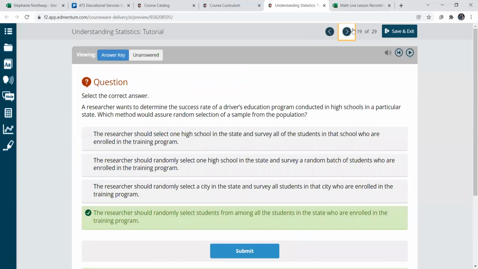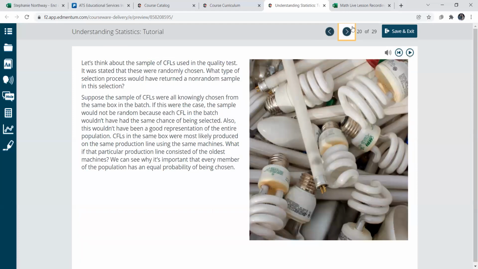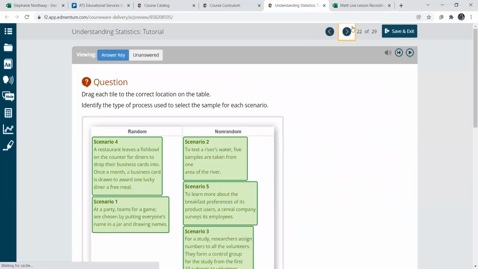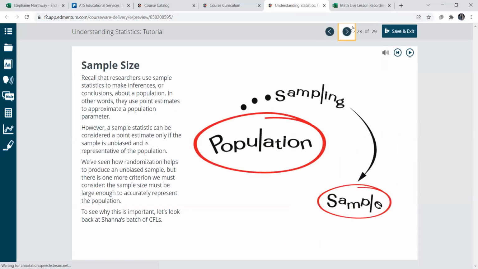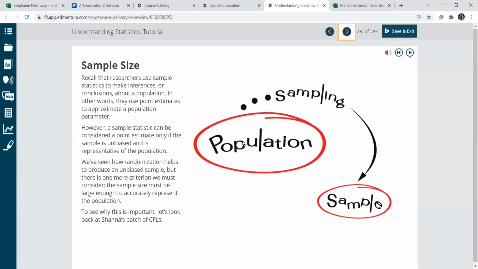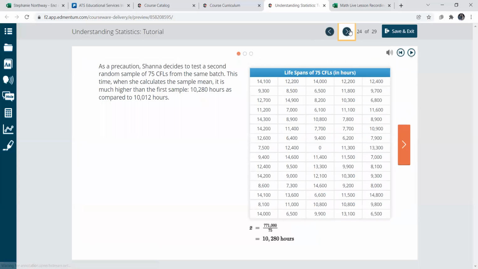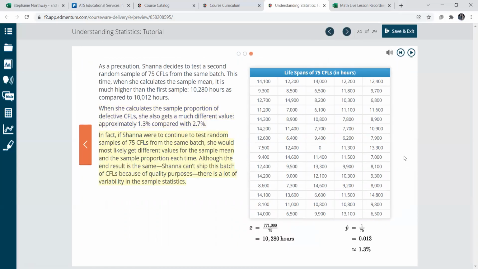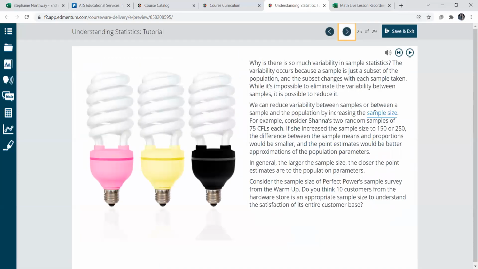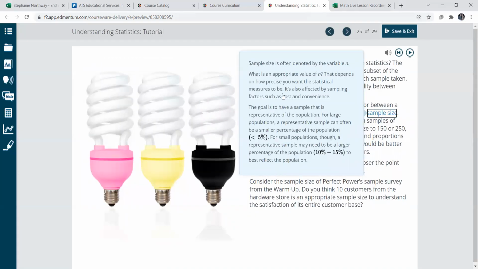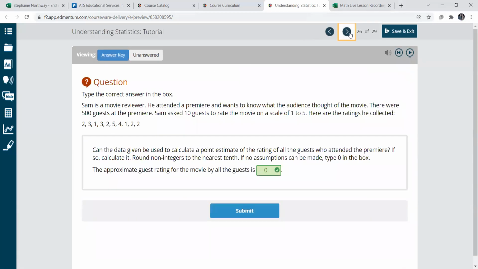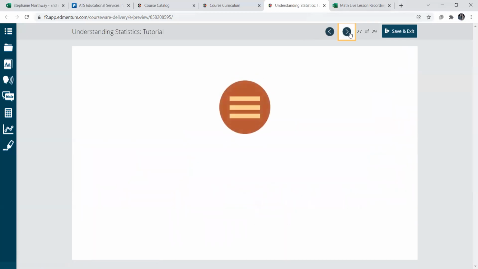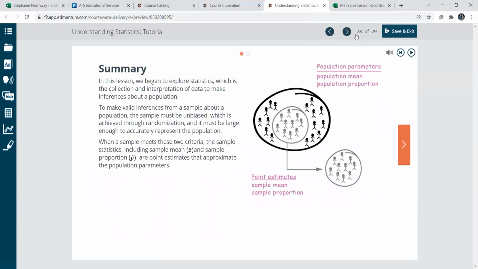Okay, unless you do the question on your own, this gives us some more information. Here's the population, and sampling is just a small portion. Okay, sample size. It just shows an example of sample size. Hopefully that clears it up a little bit and gives you a little bit better understanding.